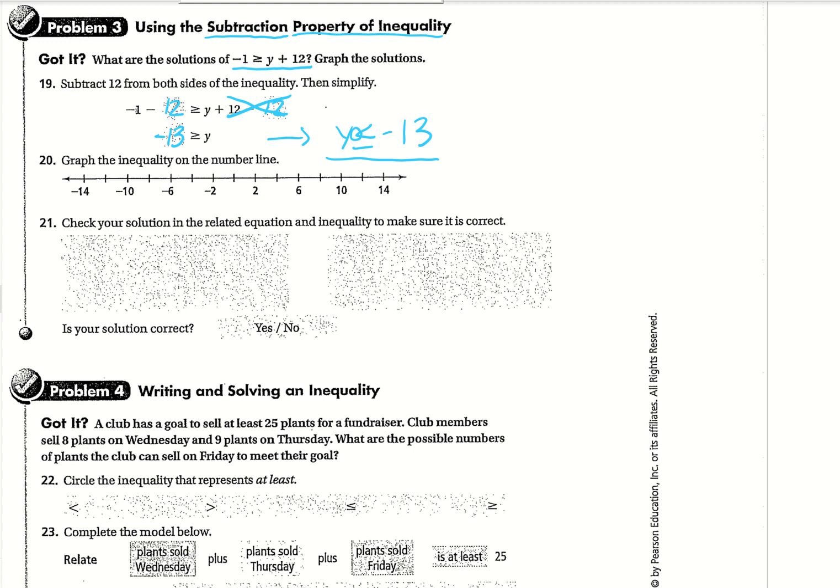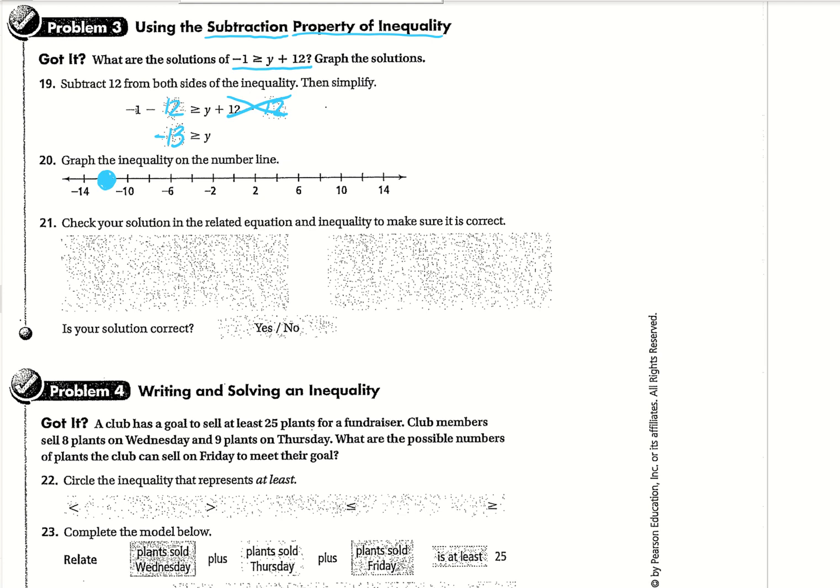You don't have to change the way it's written. All right, so the next thing we would do is graph this on the number line. I'm going to look for -13. That's going to be on the left side of 0, so it's going to be right here. I'm going to notice it is equal to, so that line underneath means it's also equal to -13. So I'm going to go ahead and shade for equal to.